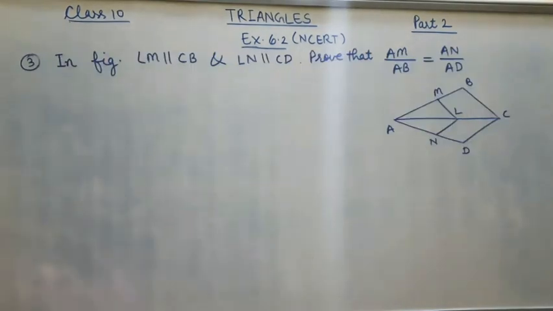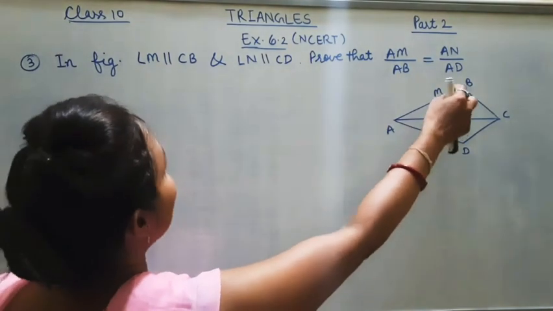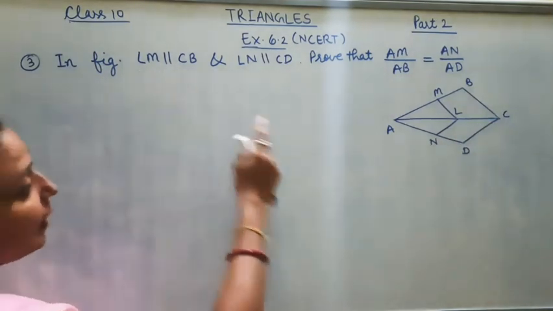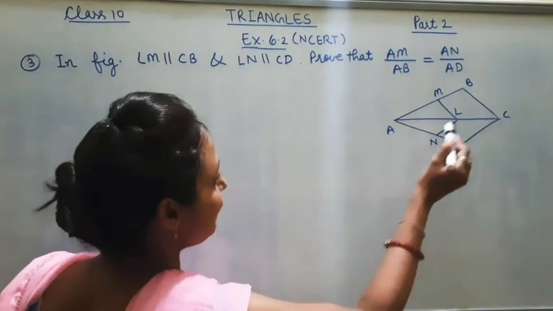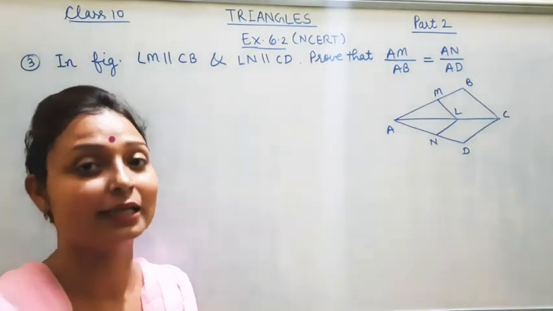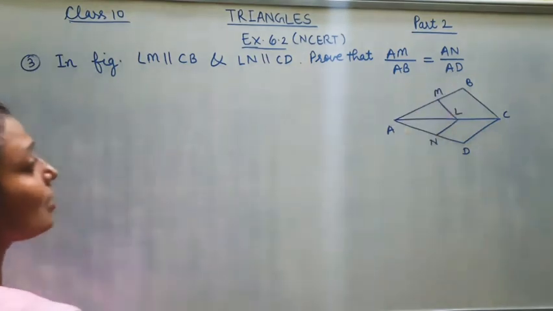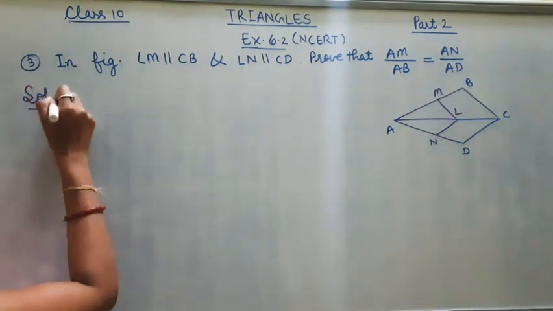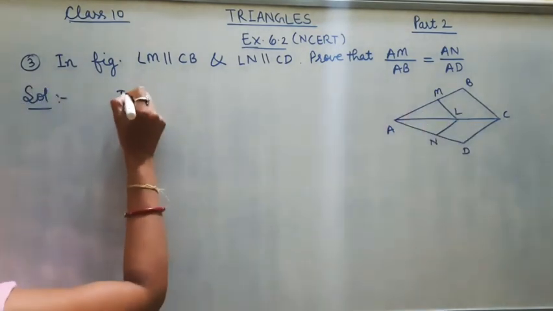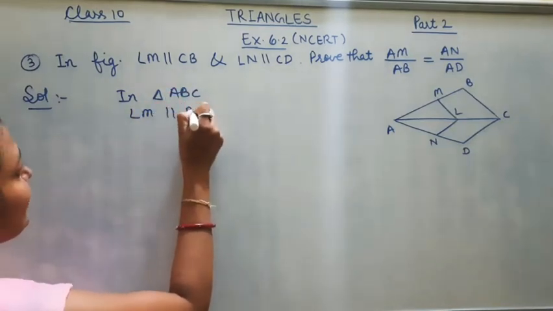Come to question number 3 of exercise 6.2, in which you have to show that LN is parallel to CD and LM is parallel to BC. These two sides are parallel and these two sides are parallel, and we have one piece of information about the parallel sides, that both sides are proportional. We need to find these values. For this I will start with the triangle ABC. In triangle ABC, LM is parallel to BC by BPT.